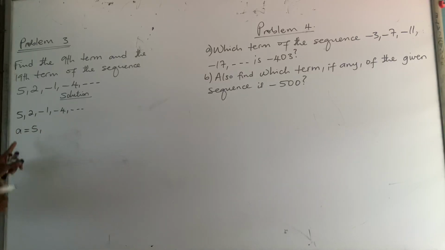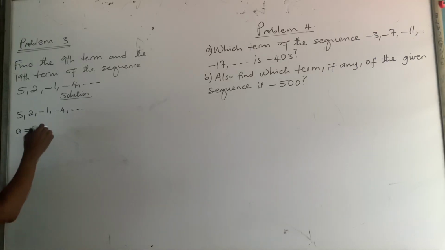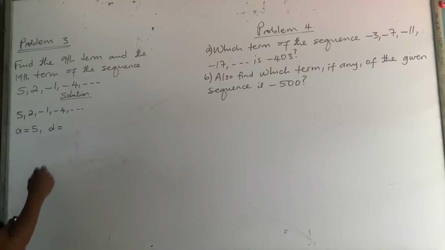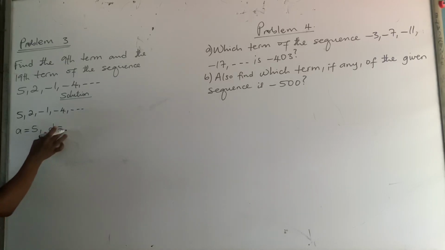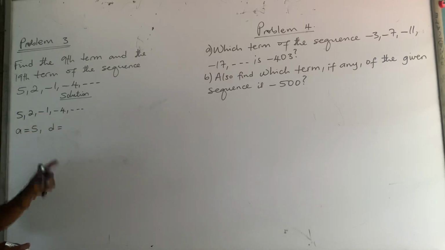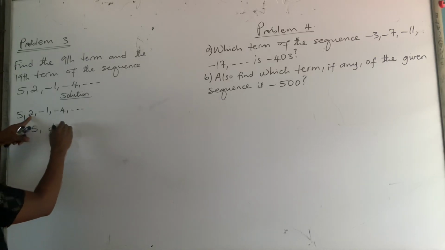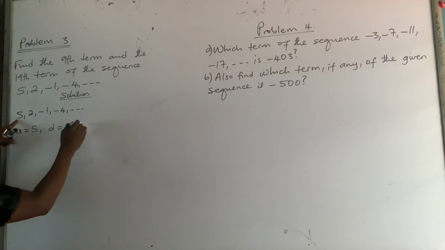So after the first term, we can determine what we call the common difference. For AP and GP, sequence and series in general, common difference is represented by what we call D. Common difference is denoted by the letter D. So how do we find the common difference? Common difference is a particular term minus the preceding term. So one term on the right minus the immediate term on the left. So if we say 2, then we must say minus 5.